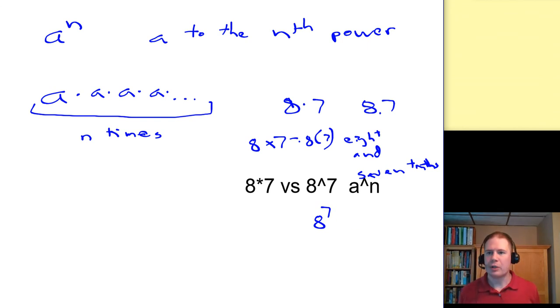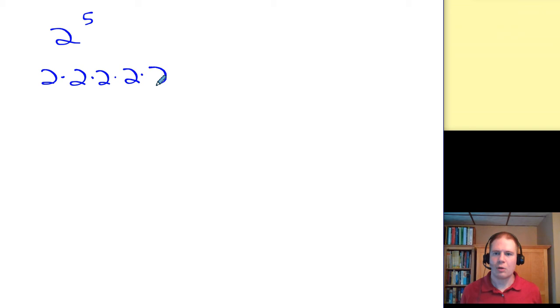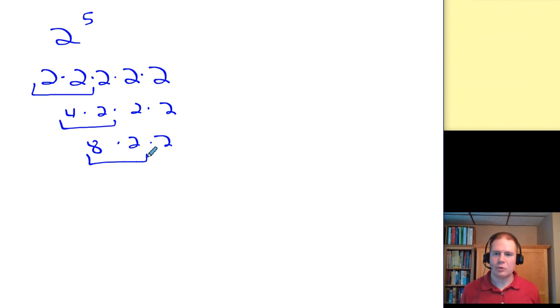So let's take a look at that with some real numbers. Let's say I have 2 to the 5th power. We saw that in one of the previous videos, and I think there was a typo in the answer key. But we're writing out 2 times itself this many times. Now, multiplication is associative, so I can go in order. 2 times 2 is 4. And 4 times 2 is 8. And 8 times 2 is 16. And 16 times 2 is 32. And there's my answer.